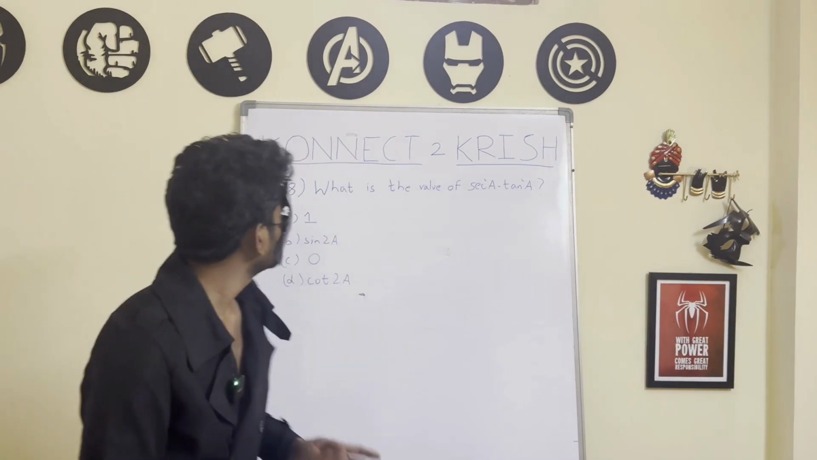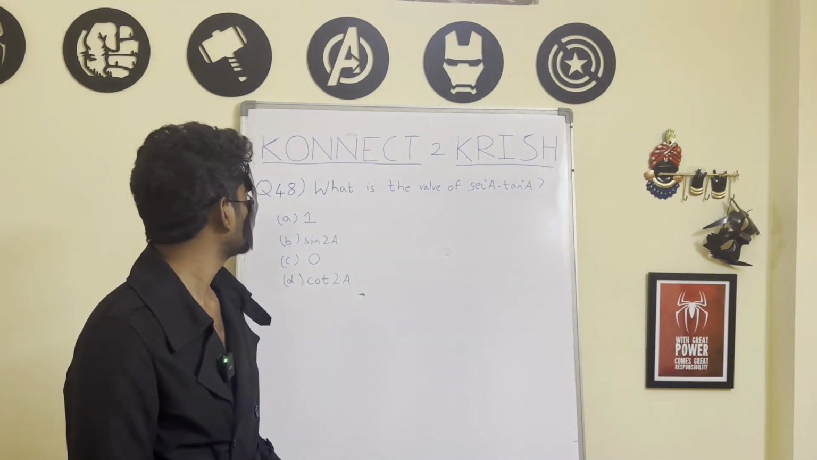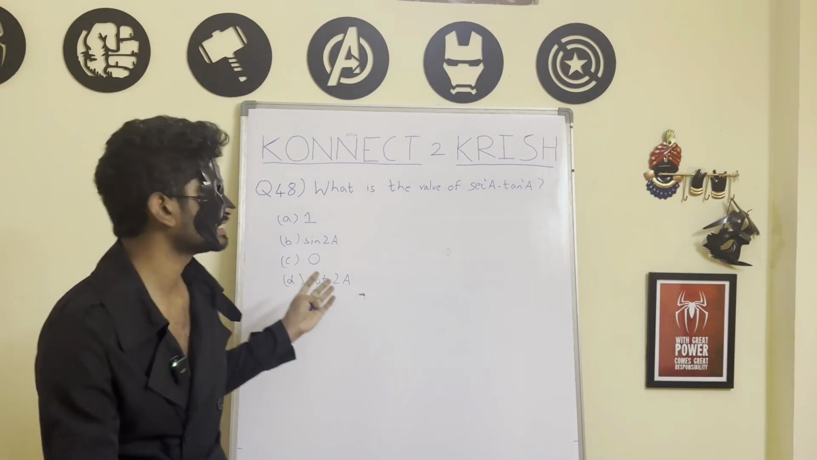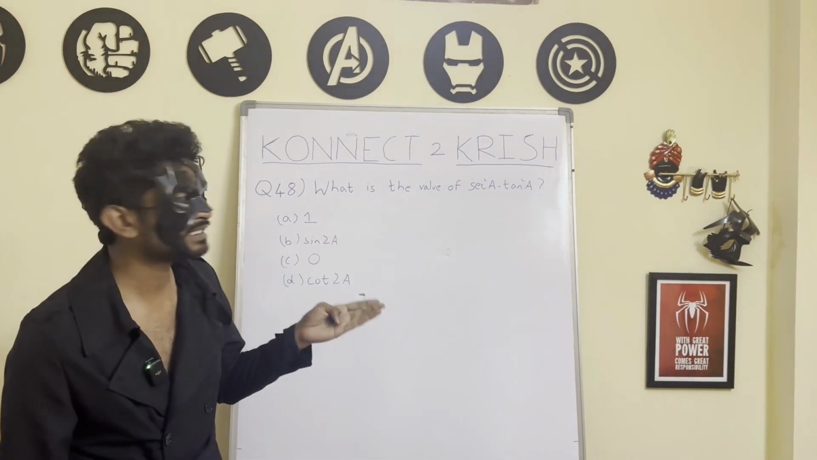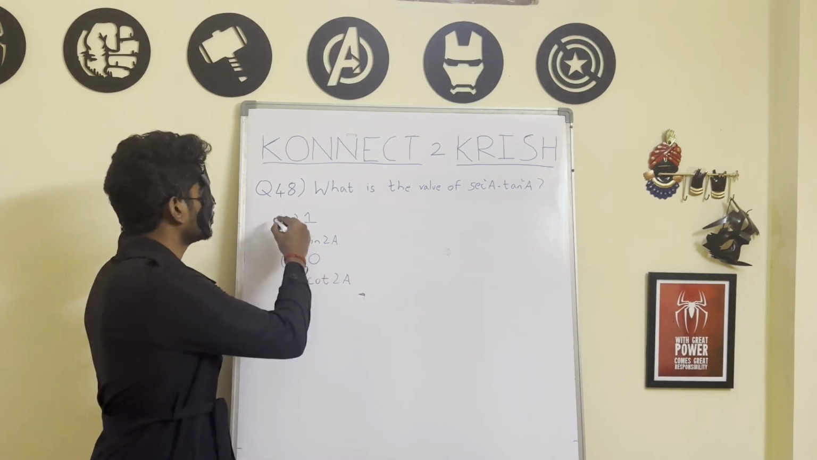So superhumans, the next question is, what is the value of secant square A minus tan square A? This is an easy question. We already know the identity that secant square A minus tan square A is equal to 1. So option A is right.